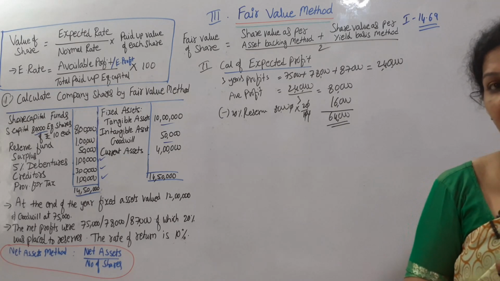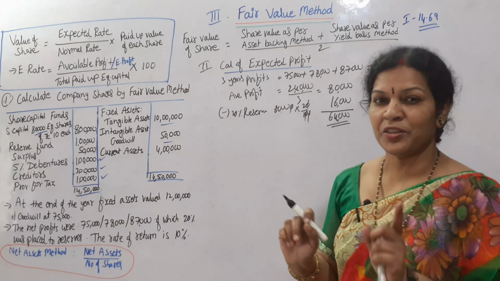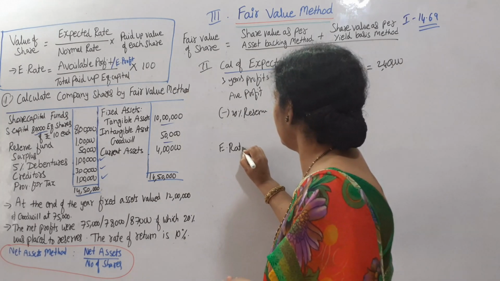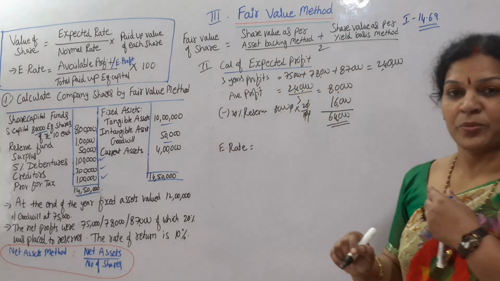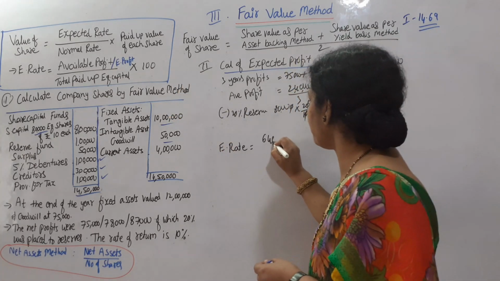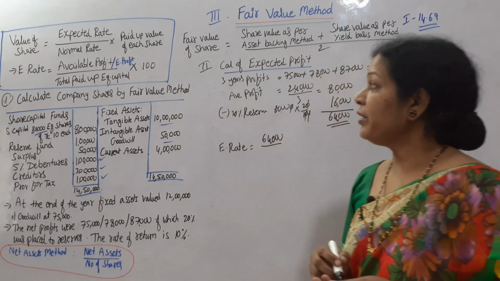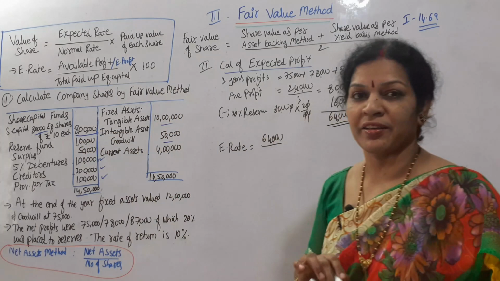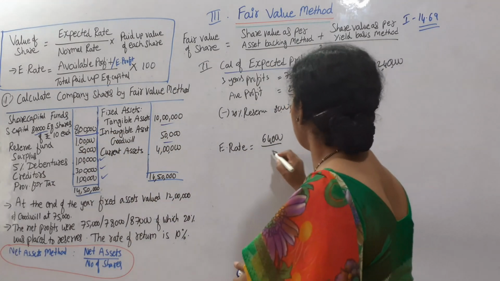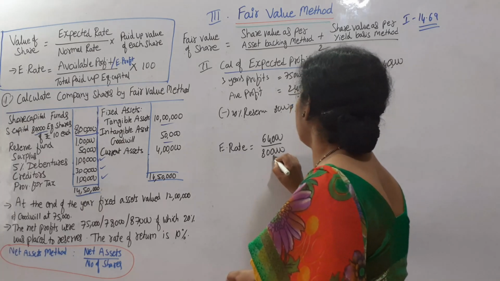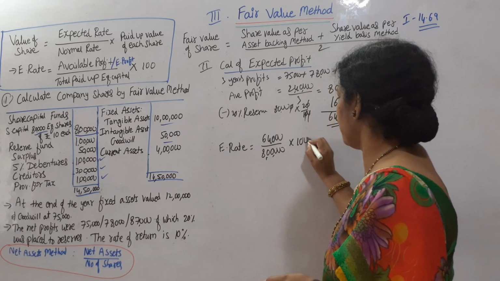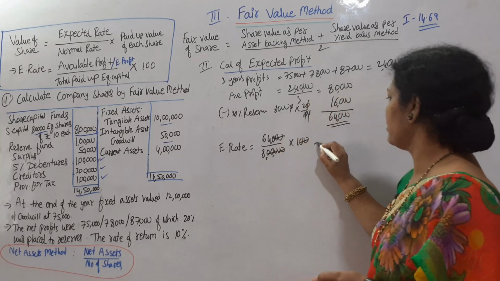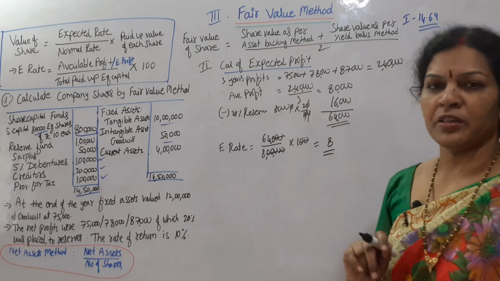Once you get expected profit, then go for the calculation. First, expected rate. Expected rate is equal to expected profit, that is 64,000, divided by total paid up equity capital. Total paid up equity capital means total value, 8 lakh, into 100. Means it is 8. Expected rate is 8.